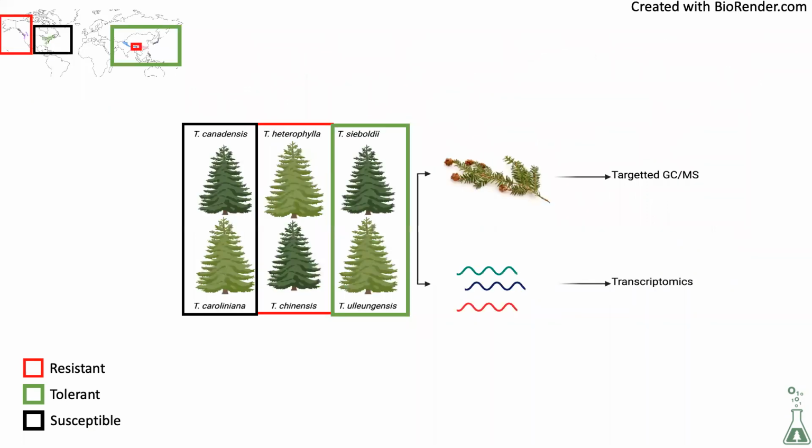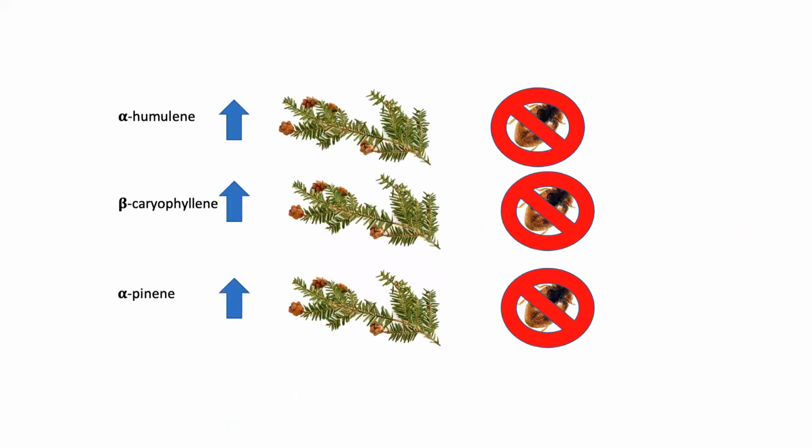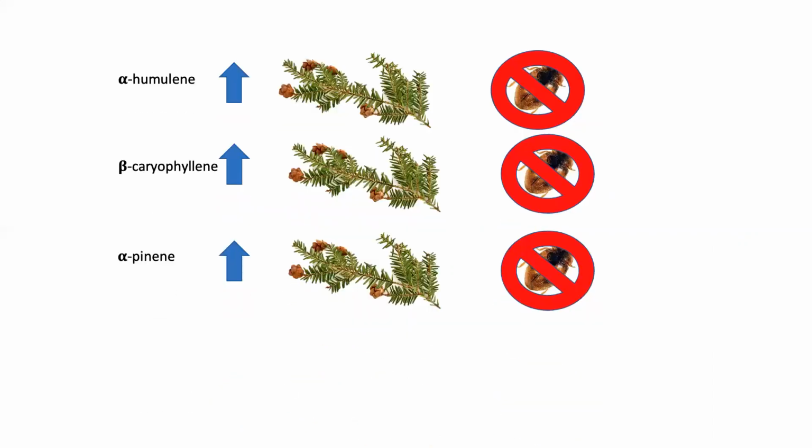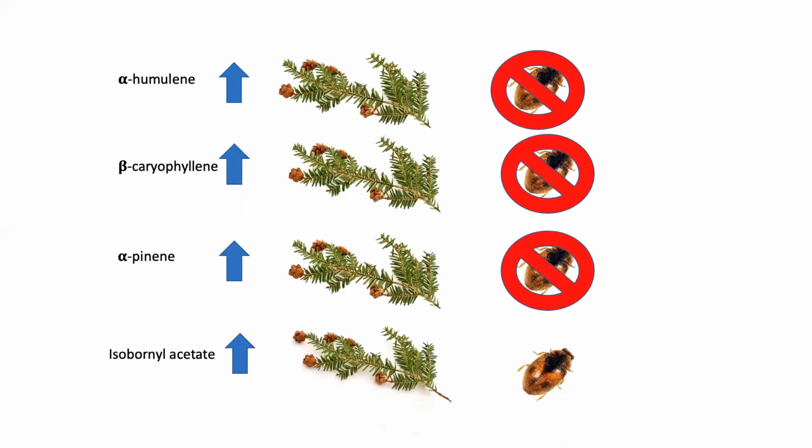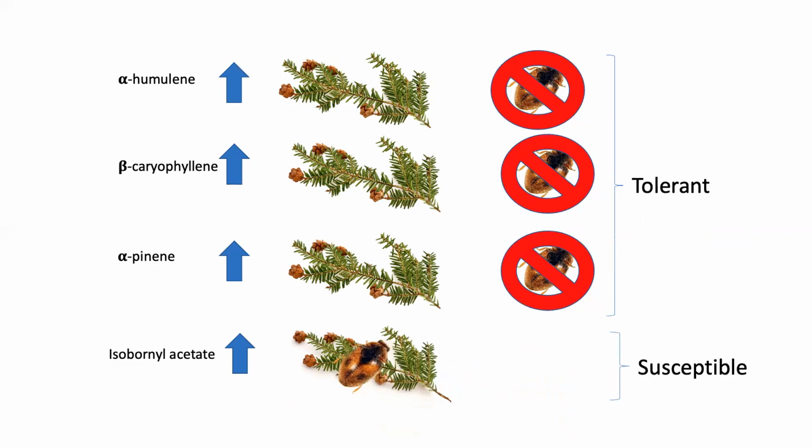For my study, I chose 4 different individuals across 6 different species. We sent needle and branch samples for GCMS targeted analysis. We also performed comparative transcriptomics. We selected targeted GCMS because high concentrations of these listed terpenoids deter the adelgid, whereas high amounts of isobornyl acetate attract the adelgid, leading to trees becoming either tolerant or susceptible.